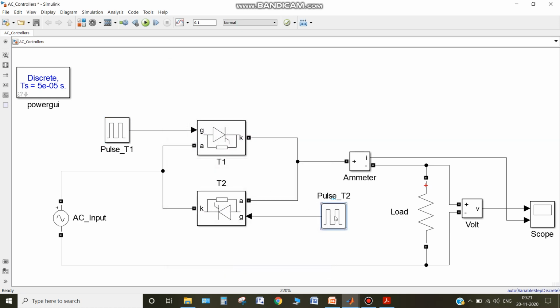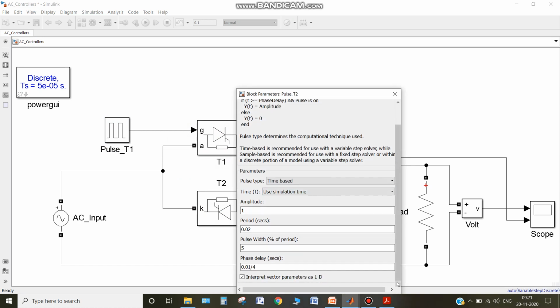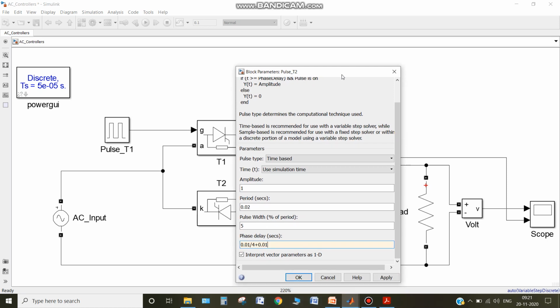Similarly, for this other pulse generator, if you open it, you can see the phase delay of 0.01 upon 4. You have to add pi to this, which means you have to add 0.01. So this is pi plus alpha. I apply this.